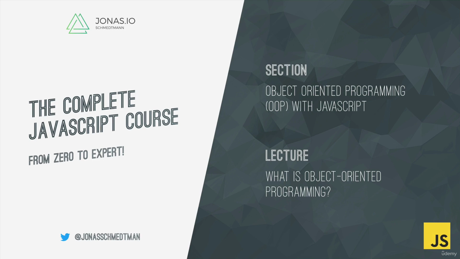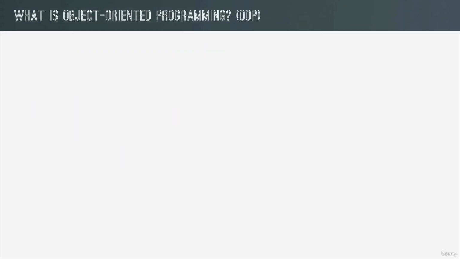So this section is about object-oriented programming, and this lecture is going to be a very general, high-level overview of this programming paradigm. So we're going to talk about what object-oriented programming is, how it works in general, and about its 4 fundamental principles. So this is going to be a really important and valuable lecture, and so let's get started. So first of all, what is object-oriented programming?